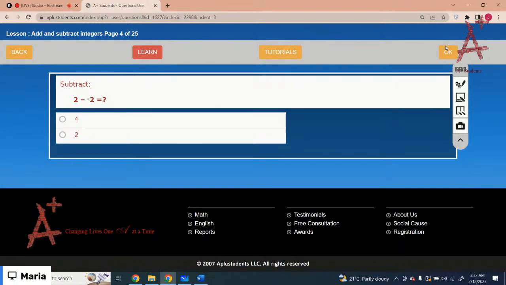Okay, 2 minus negative 2. So subtracting a negative number is same as adding. Got it? So you have to do 2 plus 2. And 2 plus 2 equals 4. Got it? Subtracting a negative number is same as adding. So 2 plus 2 makes 4.